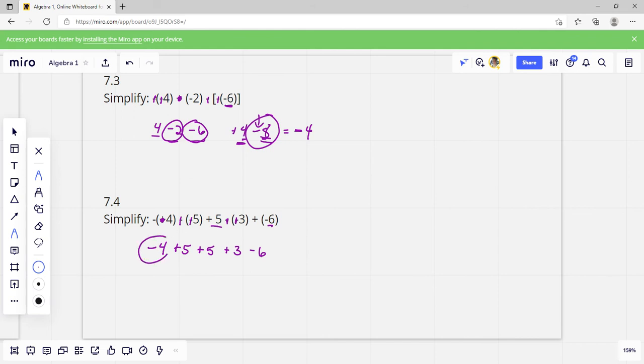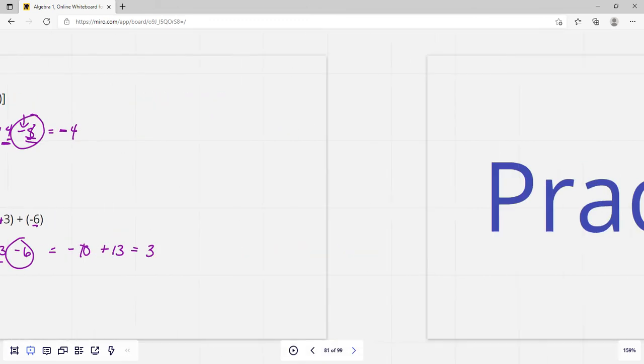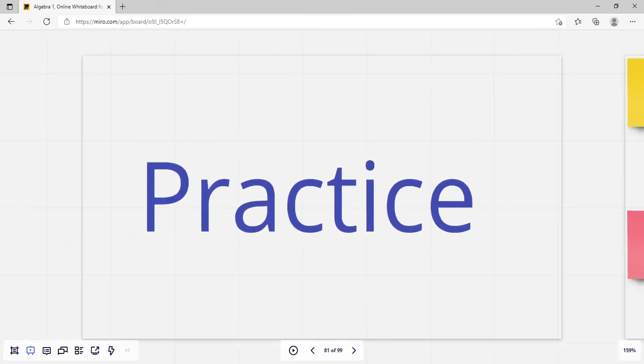So we've got negative 4 and a negative 6, which is going to be negative 10. And here we've got 5 and 5 is 10, plus 3 is 13. So we owe $10. We get $13. We have to pay back 10 of it. So now we only have $3 left. All right. Go ahead and pause the video and work those practice problems, and then I'll work them for you.